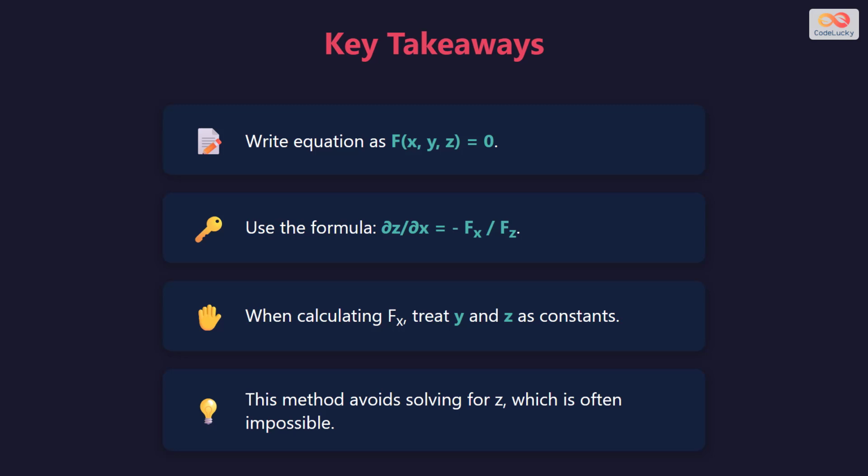To wrap up, remember these key points. Write your equation so it equals 0. Use the formula -f sub x over f sub z, and always be careful about which variables you are treating as constants during each step. This method is essential for calculus in 3 dimensions.